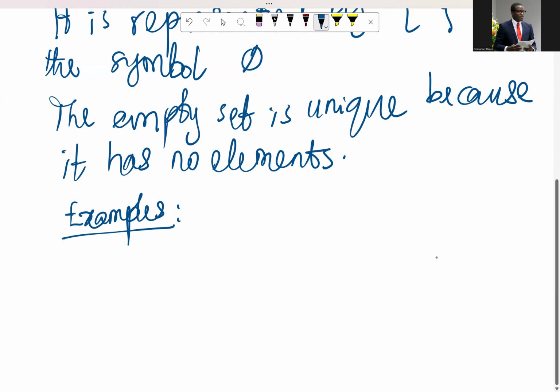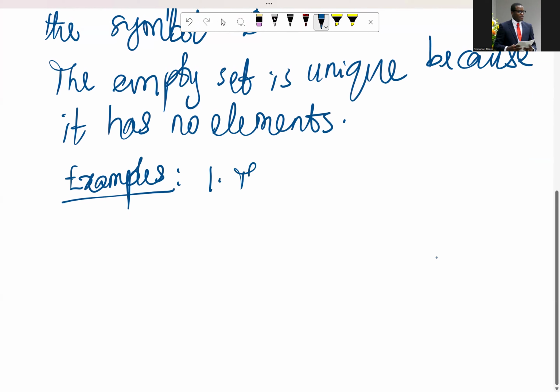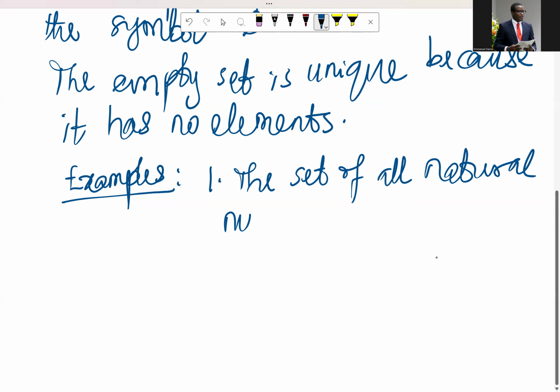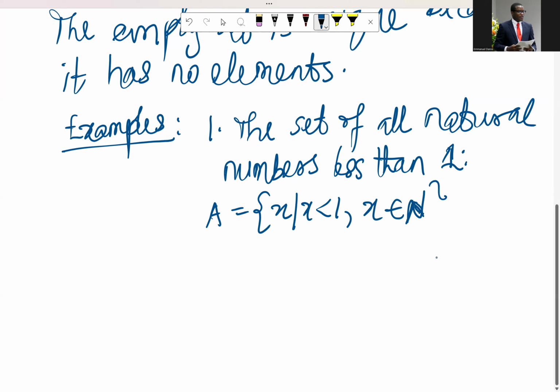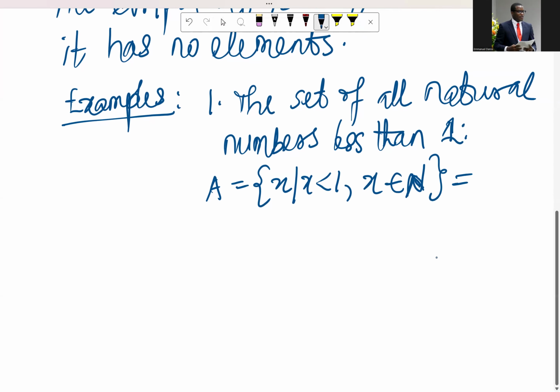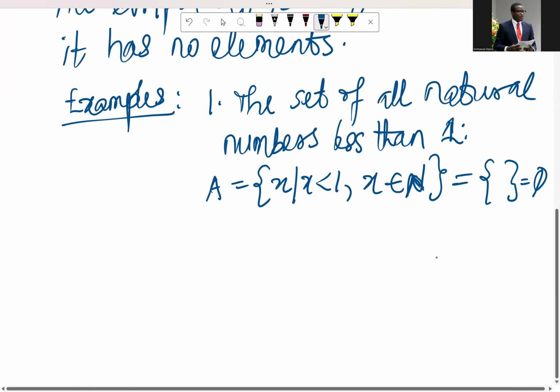Examples. The first one, let's say we have the set of all natural numbers less than one. We know that natural numbers are the normal counting numbers starting from one, so there are no natural numbers less than one. Automatically, this is going to be an empty set. So you have A equals the collection of all x such that x is less than one and x belongs to the set of natural numbers. This kind of N is what you use to represent natural numbers. So this is an empty set.